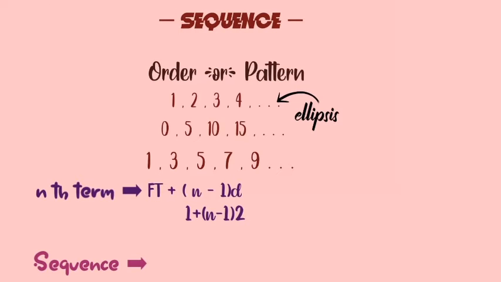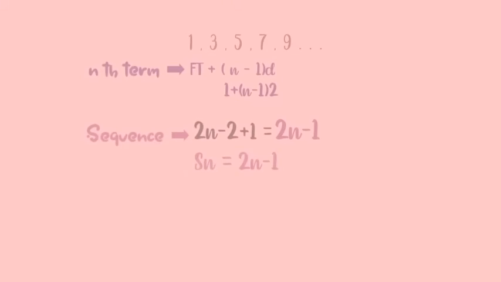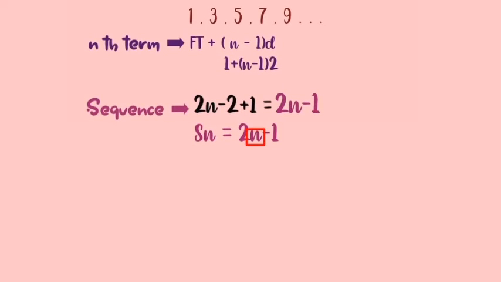How do we define a particular sequence? We just solve this by expanding. This gives us 2n minus 2. And we add the 1. This gives us 2n minus 1. Here n takes the value of a natural number. Don't forget, n is the term number.